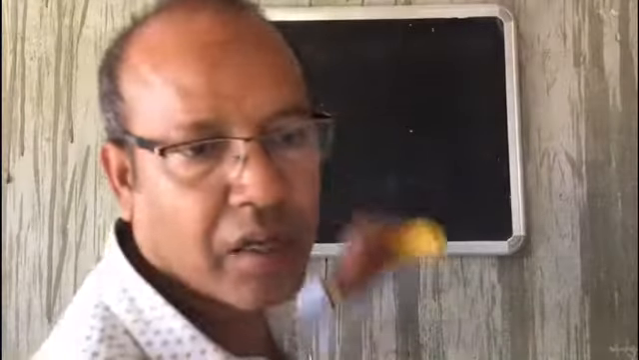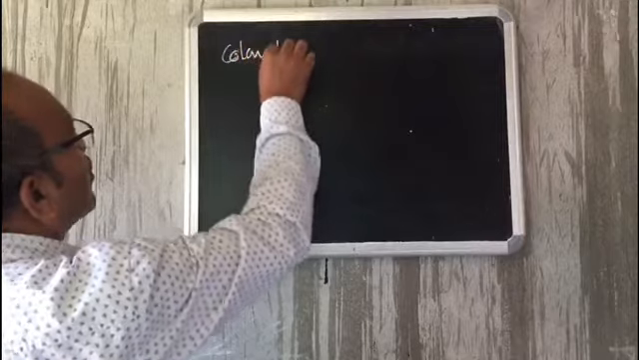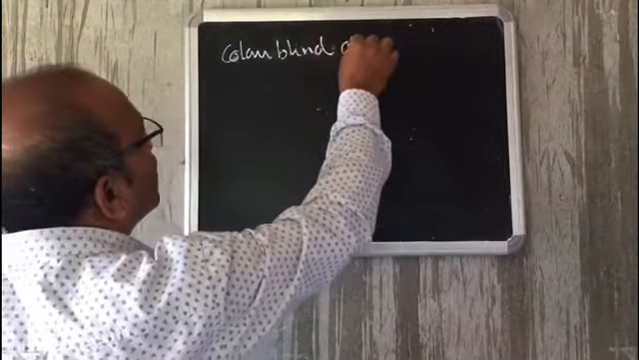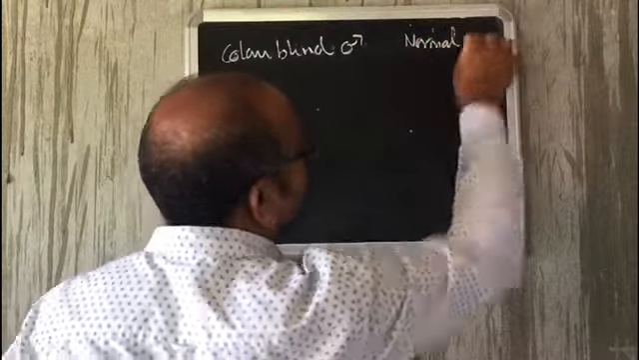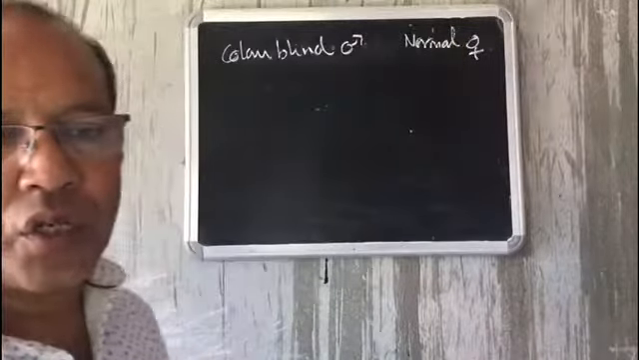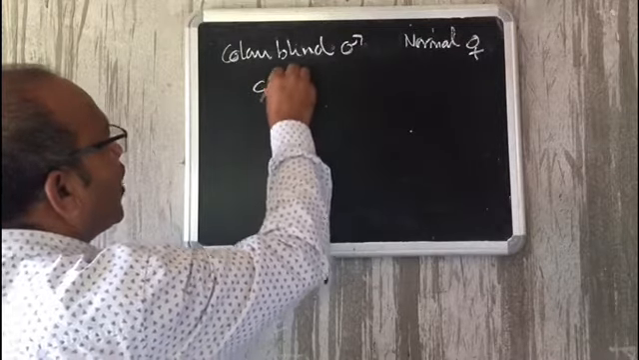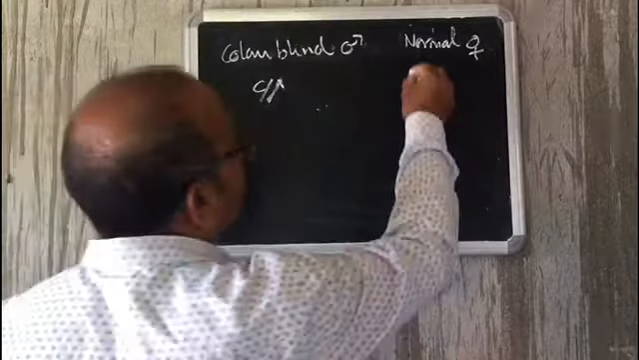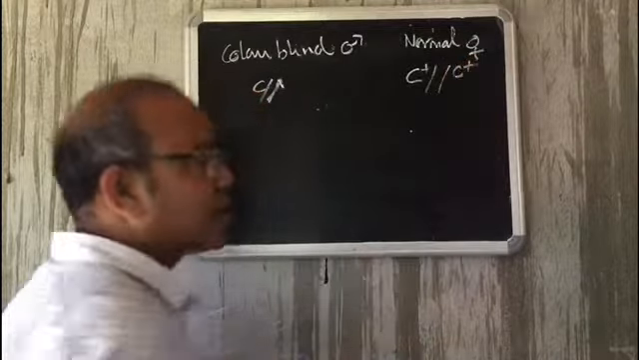Now let's make a cross. A colorblind male is crossed with a normal female. You have to understand these are the symbols: this is for male and this is for female. So the colorblind male is c and the other is Y. In the case of the female, it is c plus and c plus. This is a normal female.